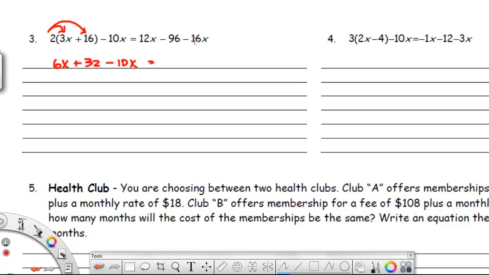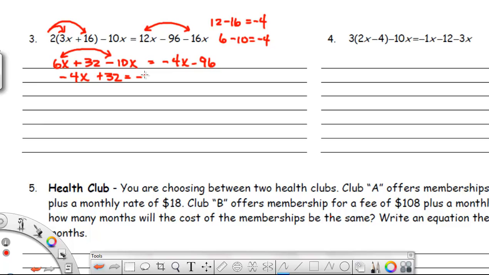Now on the right hand side you can see that I have 2 like terms here. So this is 12x minus 16x, so I want to take 12 minus 16. That will give me a negative 4. So this becomes a negative 4x. And then I have a negative 96, or subtract 96. Now you can see that I have like terms again right here. So I have 6 minus 10. That will give me a negative 4. So now I have a negative 4x plus 32 equals a negative 4x minus 96.